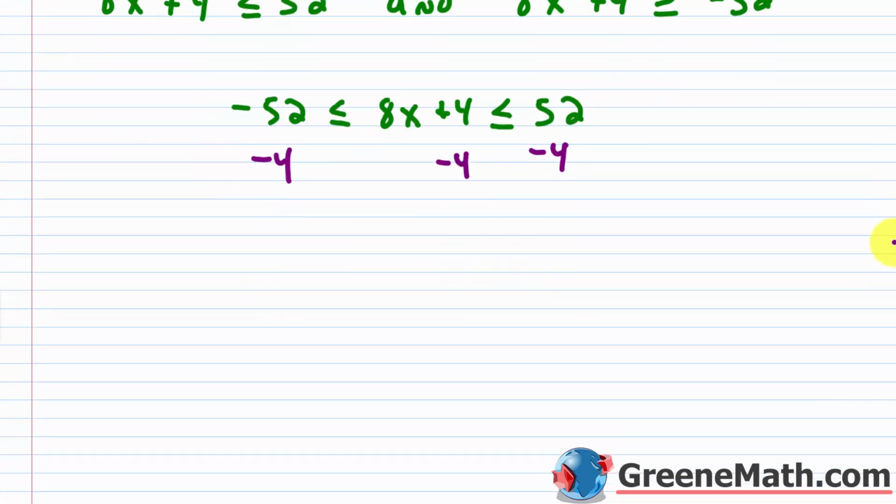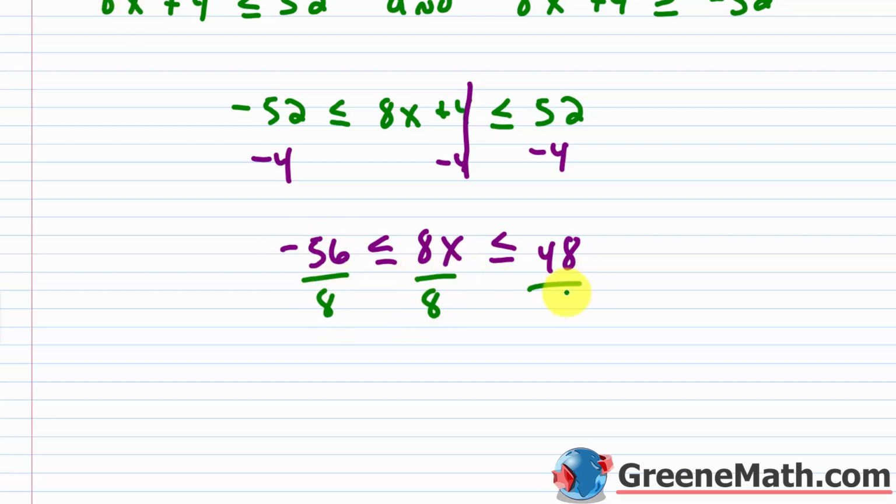Let me scroll down and get some room going. So on the right-hand side, 52 minus 4 is 48. And then this cancels, so I've just got 8x in the middle. On the left-hand side, negative 52 minus 4 is negative 56. All right, so to get x isolated in the middle, I'm going to divide each part by 8.